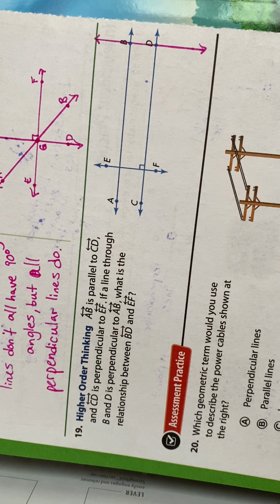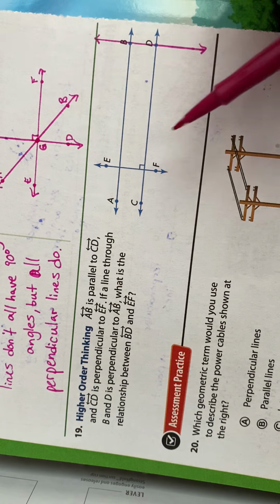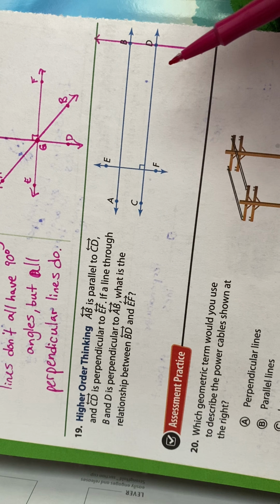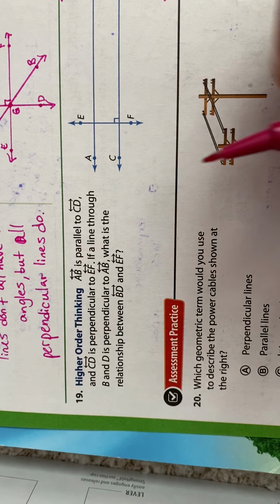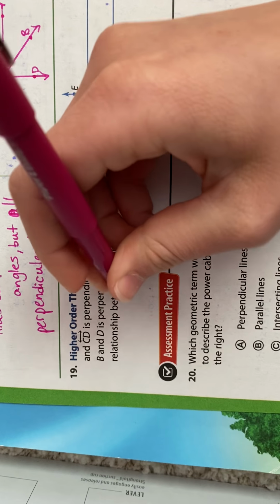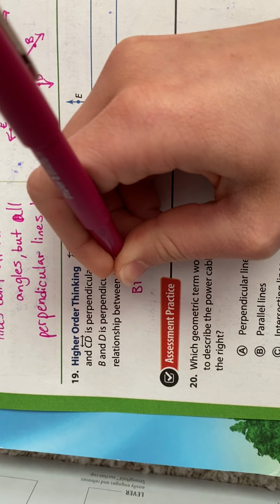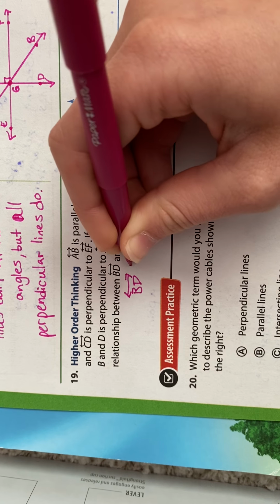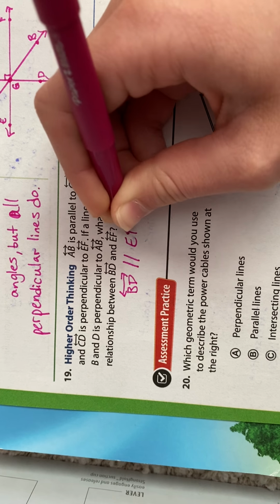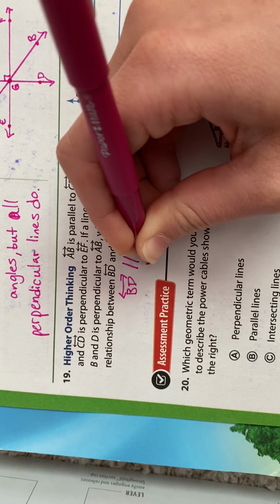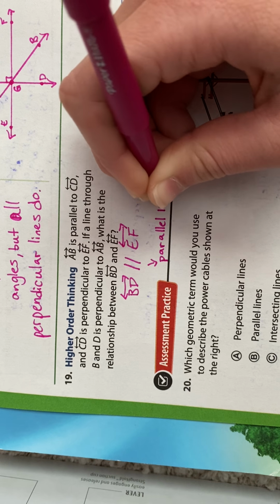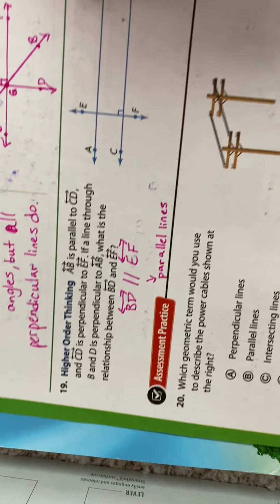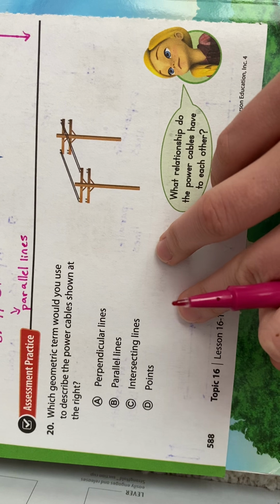Could these lines ever intersect or cross each other? No, they cannot, because they're flowing in the same direction directly next to each other. And we know that lines that will never be able to meet each other are considered parallel. So we can say that BD, line on top, is parallel to EF. Remember, that is a symbol for parallel lines.